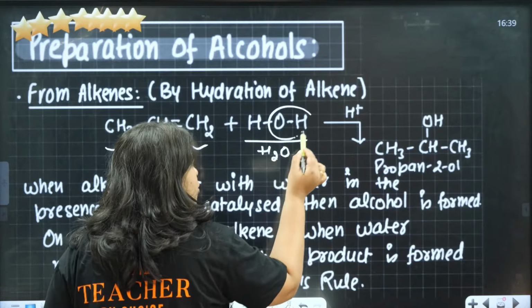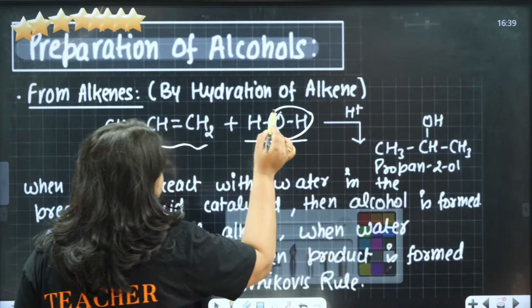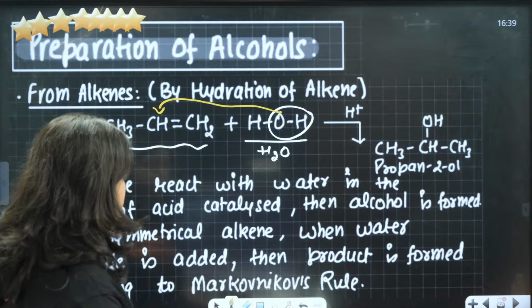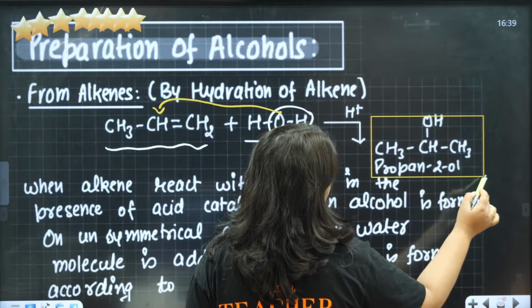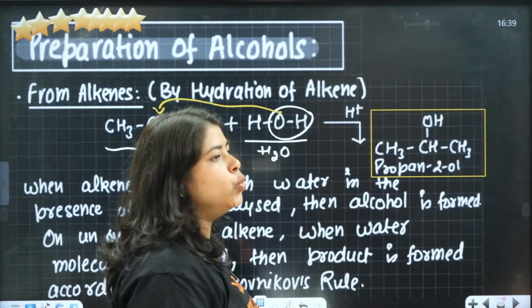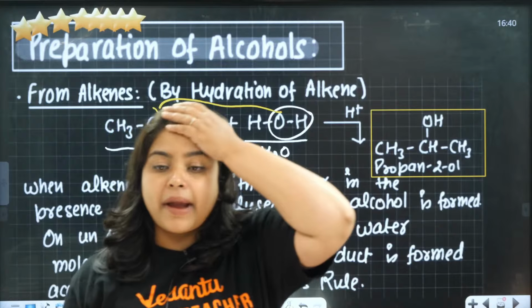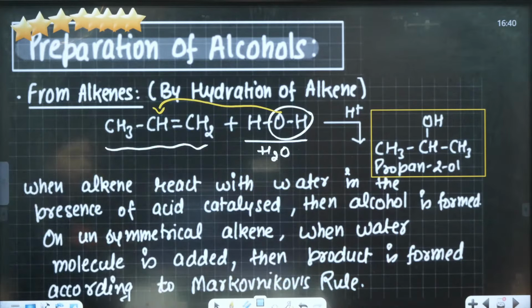So this OH group will attach to the second carbon. What do we get as the product here? That is CH3, CHOH, CH3. That is also called propan-2-ol, since the OH is attached to the second carbon. So it is called propan-2-ol. Clear?